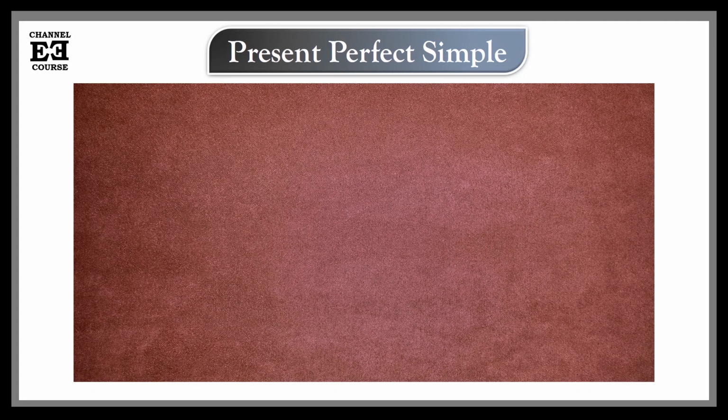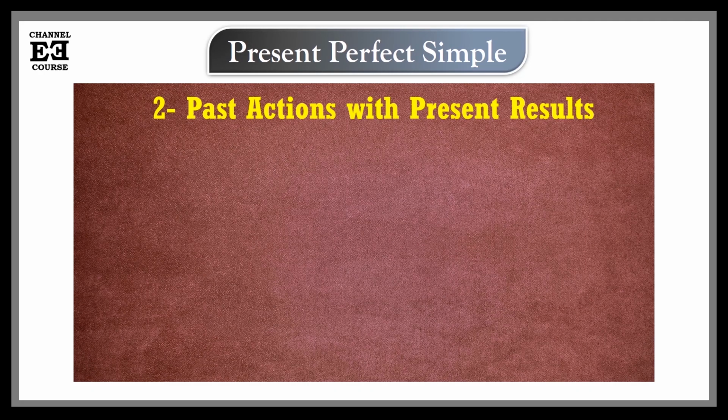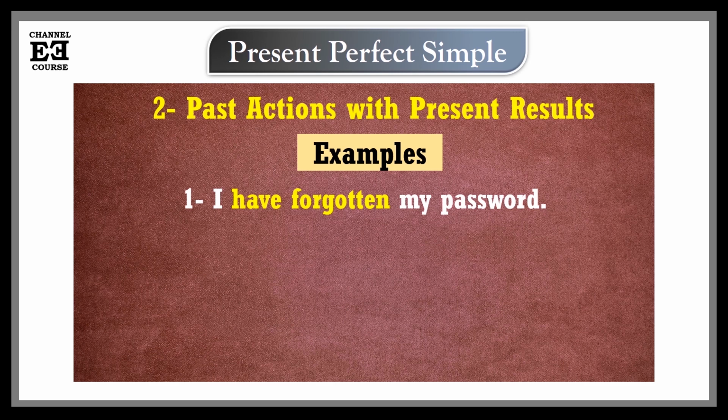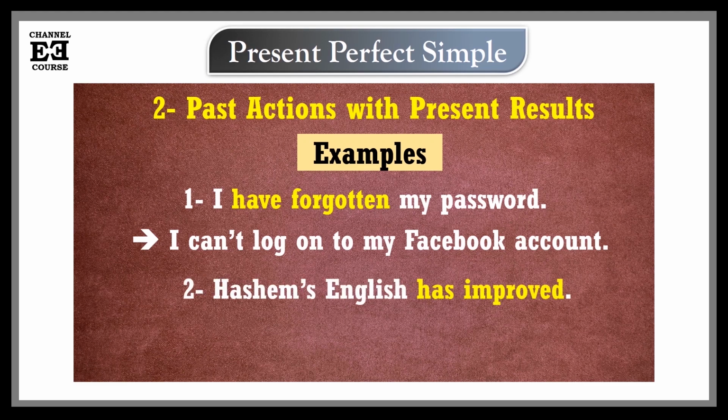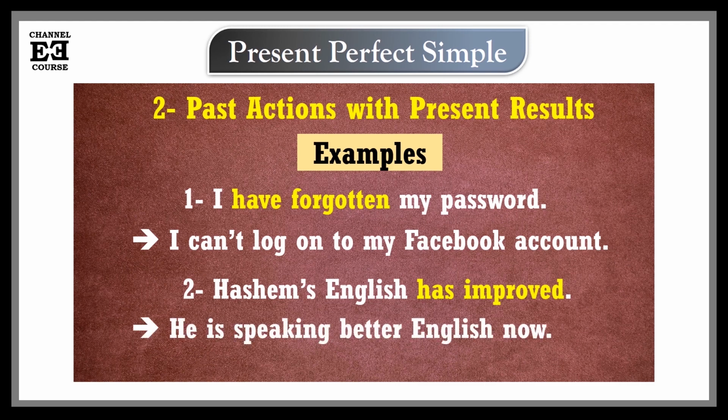If you want to tell people about a new situation or action, you can use the present perfect to emphasize the result without any adverb of time. In example 1, I have forgotten my password. The meaning here is that I'm telling you this because now I can't log on to my Facebook account. In the second example, Hashim's English has improved. Again, the speaker wants to tell us that Hashim is speaking better English now. As you can see, we don't use any adverb of time because we simply don't know the exact time or because it is not important.